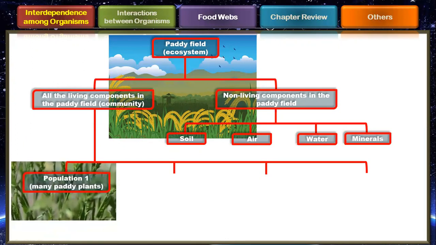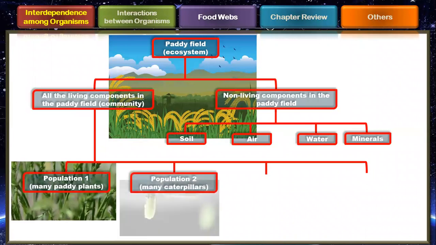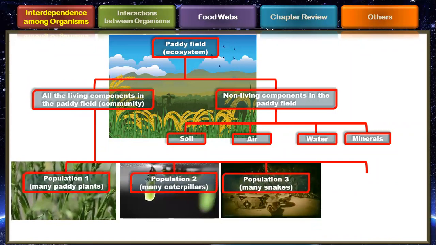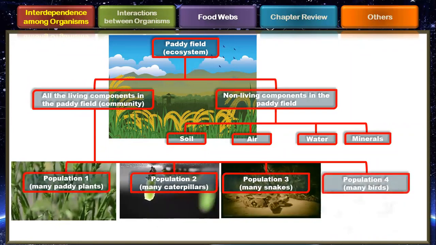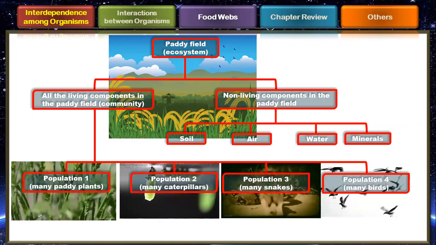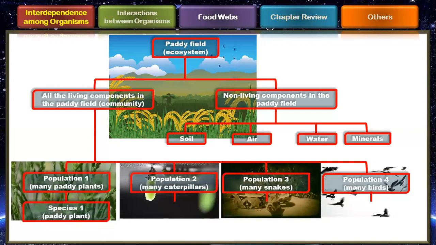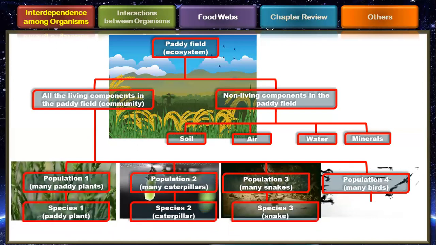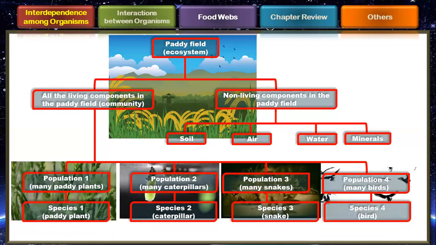In this ecosystem of paddy field, we have a population of many paddy plants, which we know most of the time are what we call rice, right? We also have a population of caterpillars. So many caterpillars are present in that paddy field. We have also a population of snakes, many snakes around in the paddy field perhaps, and a population of birds. All of these populations have organisms that belong to them, which we call species. So different species of paddy plant, different species of caterpillars, different species of snakes, different species of bird. So those make up the ecosystem of a paddy field.